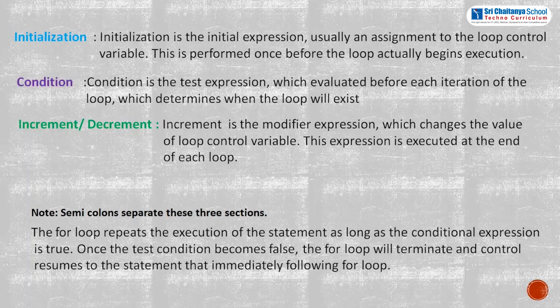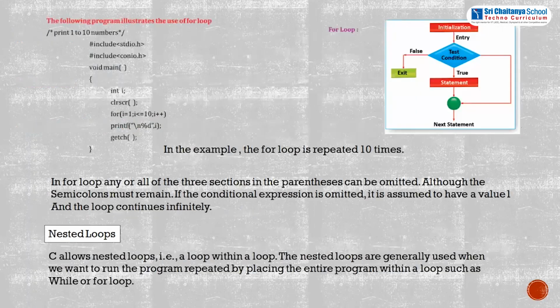The for loop repeats the execution of a statement as long as the conditional expression is true. Once the test condition becomes false, then the for loop will terminate and the control resumes to the statement that immediately follows the loop. Now let's understand this with an example. I wanted to print the values from 1 to 10. So how will I do it using my for loop?